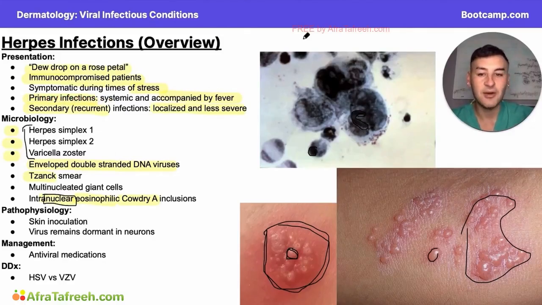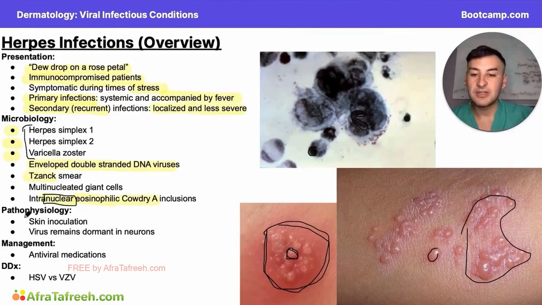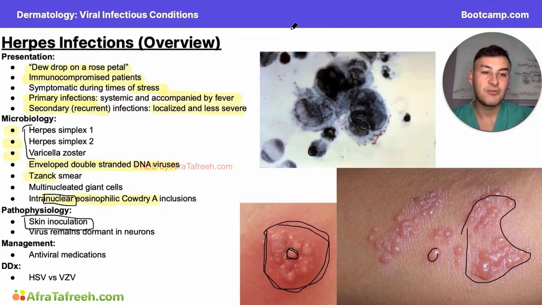So let's talk a little bit about how herpes infections are spread. Mostly we're thinking about skin inoculation with the exception of primary VZV infection, which can be due to respiratory droplets, which we'll talk about more in a little bit.